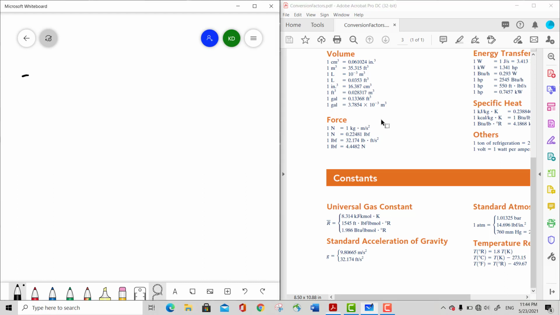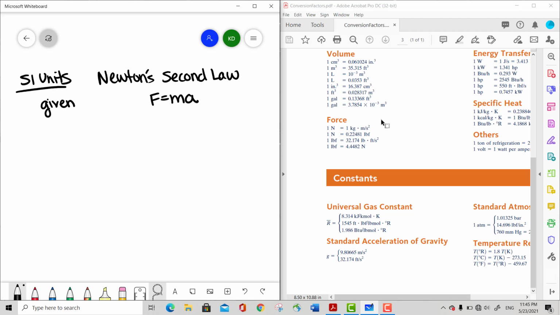So we've got SI units, which is what this is, and we've got Newton's second law, which is force equals mass times acceleration. And what we are given here is a mass equal to 13.3 kilograms and an acceleration of 1.20 meters per second squared.